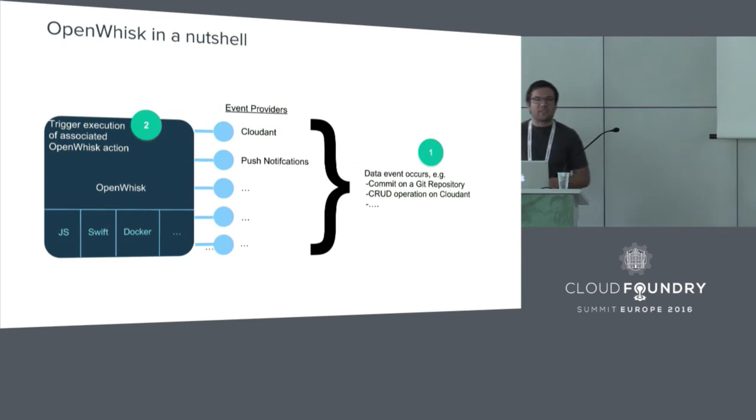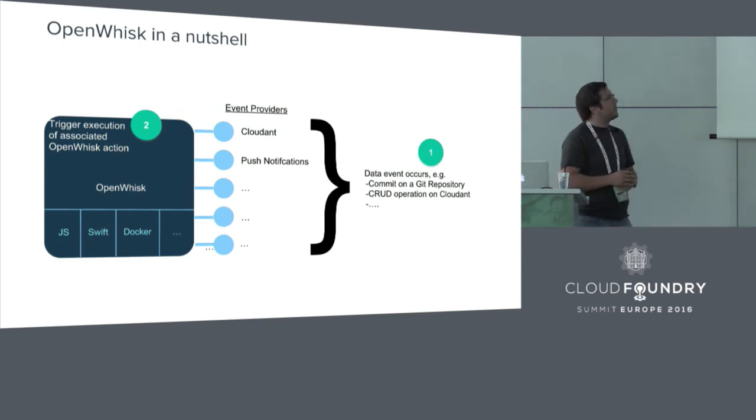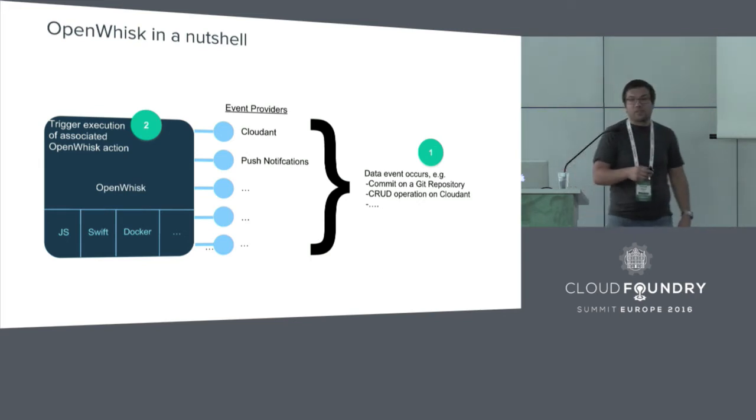So how does OpenWhisk work behind the scenes? The events that cause the actions to be kicked off are emitted by what we call event providers. Typically, event providers can be Cloudant, I've just talked about that already. It can be a push notification service, something like that. And all these services can be services run on Bluemix, but of course, it can also be services running outside of Bluemix.